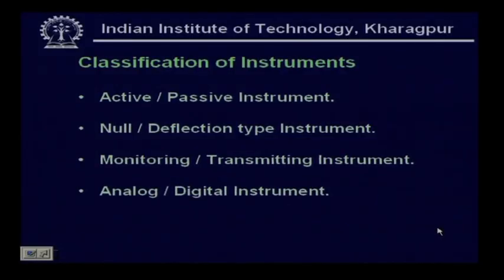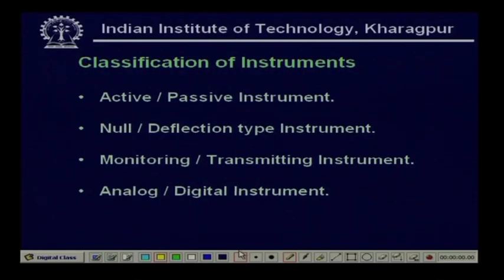Or we can have an analog or digital instrument. In the case of an analog instrument, the output varies continuously. There can be infinitesimal positions of the pointer. Suppose I have a simple voltmeter. What will happen? The pointer will move, isn't it? I have a calibrated scale here in volts.